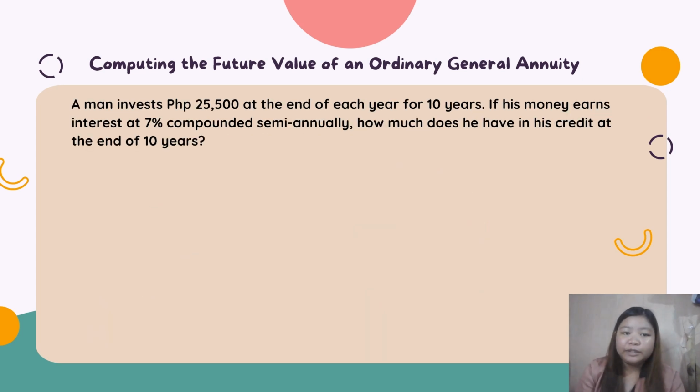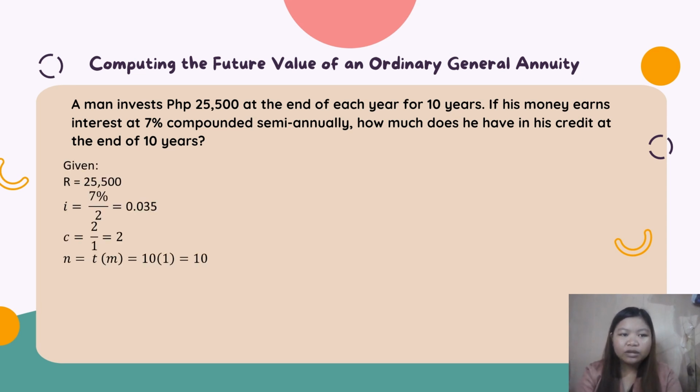We have another problem here. A man invests 25,500 at the end of each year for 10 years. If his money earns interest at 7%, compounded semi-annually, how much does he have in his credit at the end of 10 years? So, first things first, we will write our given.